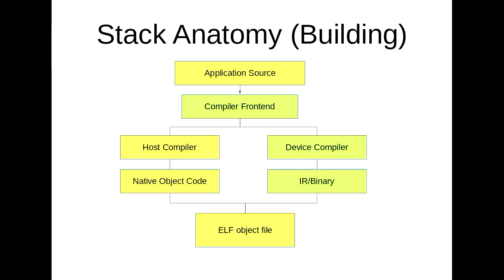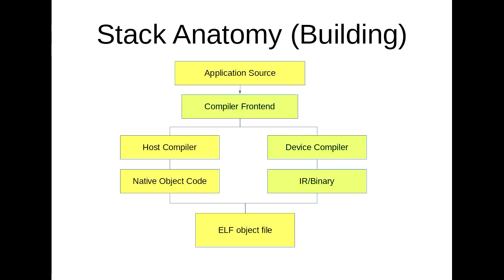The compiler looks at it and goes, okay, this chunk of code is going to go on the host. This chunk of code is going to go on the device. It'll compile both of those. So generally, it parses all the C++ into an AST, and then it figures out which bits go where. It converts all the host code into native object code. It converts all the device code into IR or binary, so intermediate representation or a binary. I'll get into that again. The IR is what you... binaries are a bit messy, but I'll talk about that. And then it spits out an ELF object file, and that's your executable, and that's what you want to run.